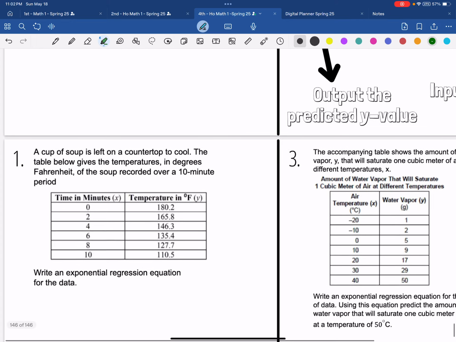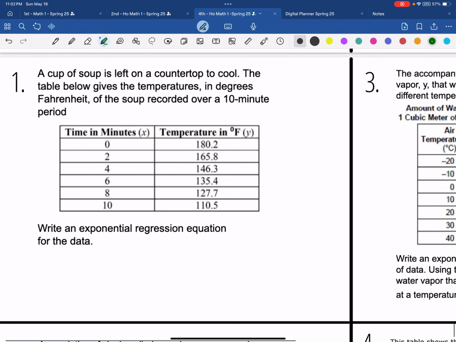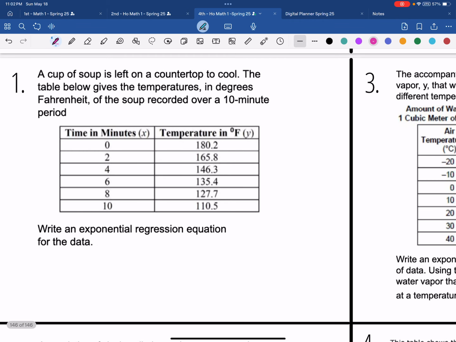Okay, so it says a cup of soup is left on the countertop to cool. The table below shows the temperatures in degrees of the soup recorded over a 10-minute period. What is the exponential regression equation? Whenever you see that word regression, they're talking about the best fit model. So we need to find the best fit model for this exponential. So we're going to put this in Desmos.